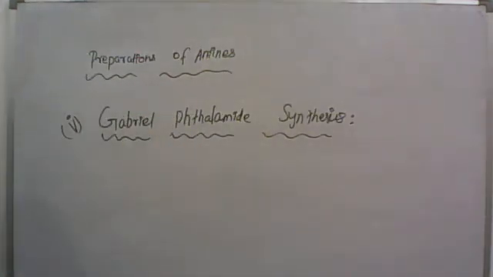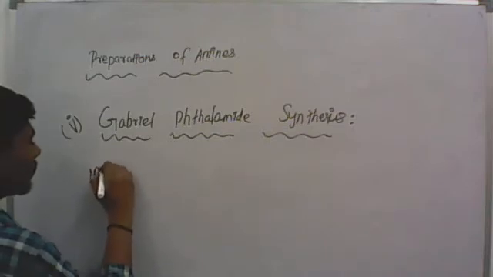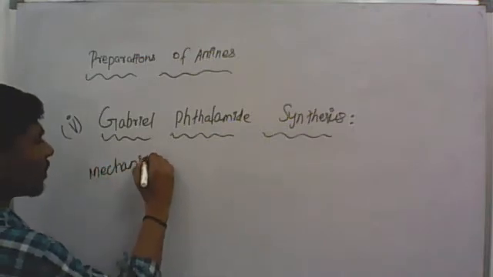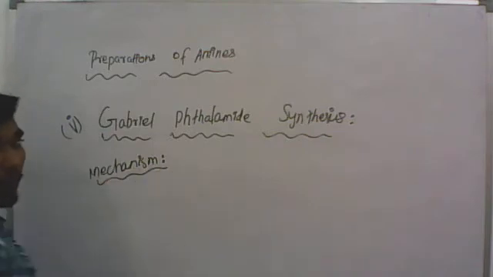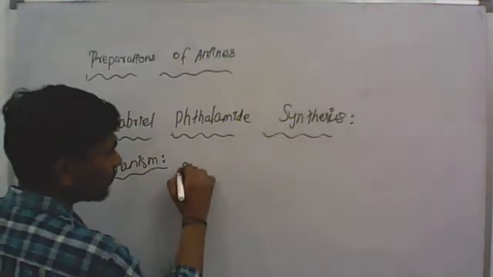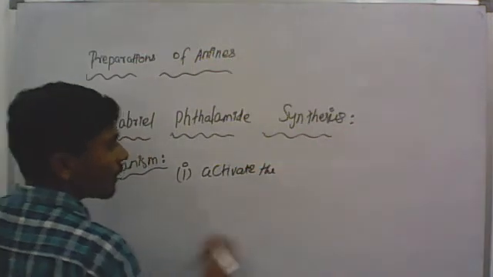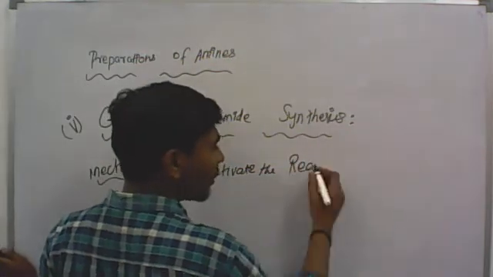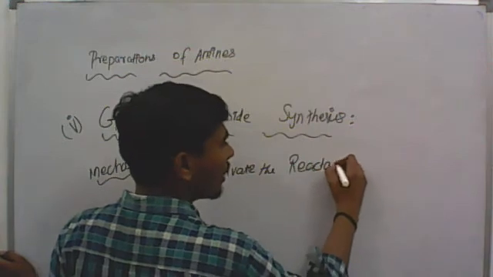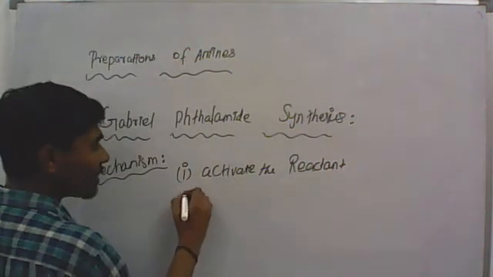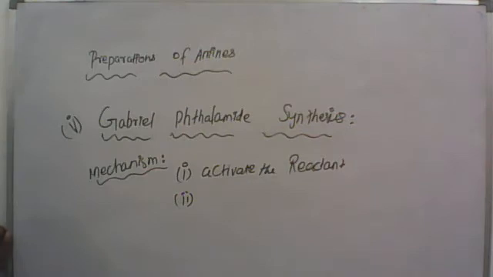So the mechanism of this reaction. Roughly four steps I'll give. In the mechanism, what rules do we need to follow? The first step is to activate the reactant, that is, we need to activate the phthalimide. Activate the reactant. And the second step is the addition of nucleophile.